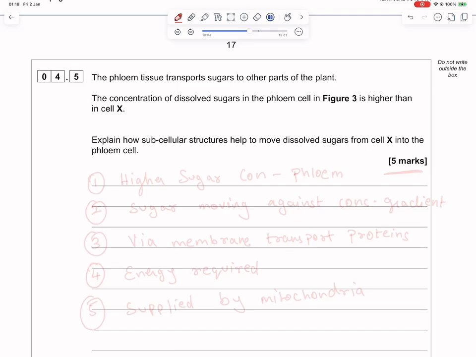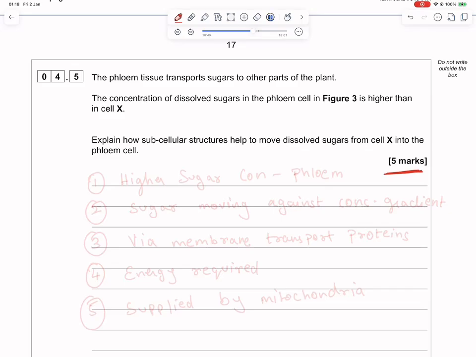Now, this one is a 5 marker. Remember, your 5 markers, your 6 markers, they test your communication, they test your ability to logically present the answer. And also, are you using the keywords and are they used in a logical sequence? Now, let's read the question. The phloem tissue transports sugars to other parts of the plant. The concentration of dissolved sugars in the phloem cell in figure 3 is higher than in cell X. Explain how subcellular structures help to move dissolved sugars from cell X into the phloem cell.